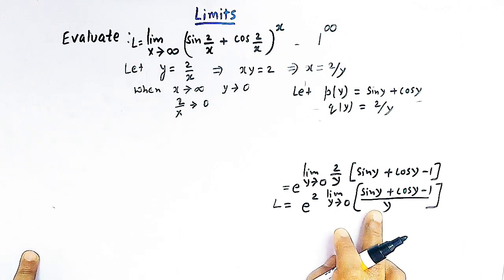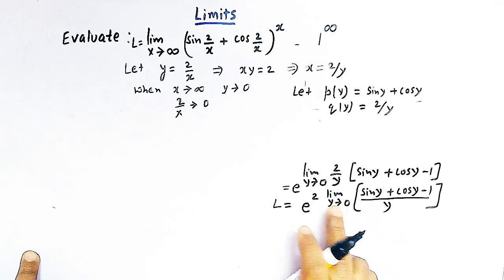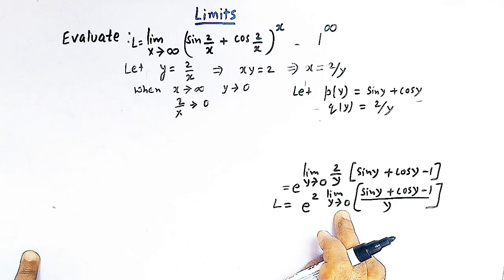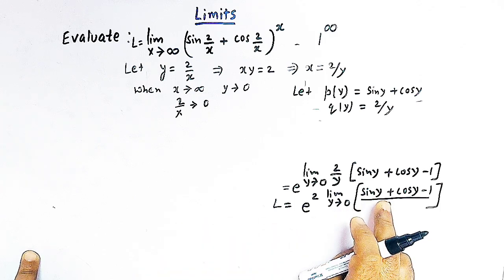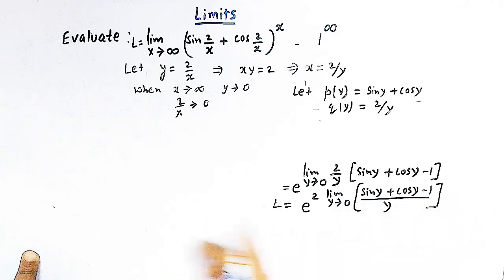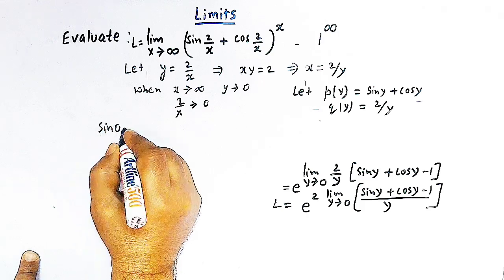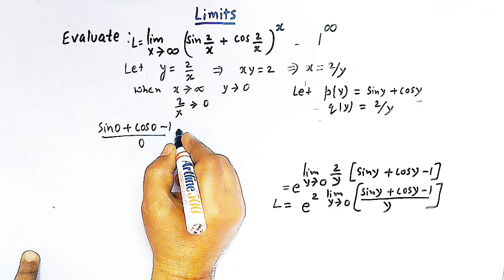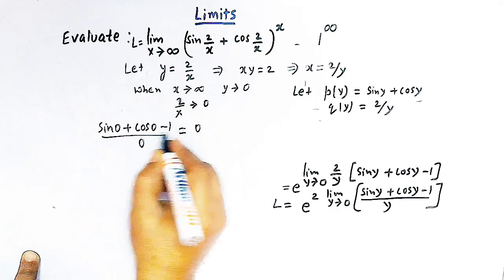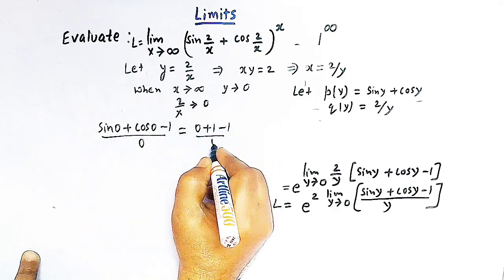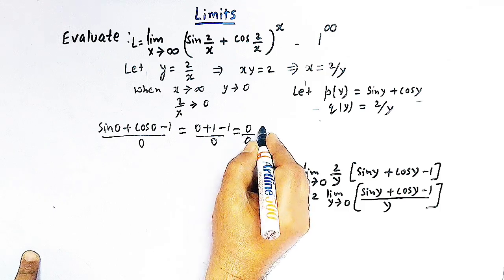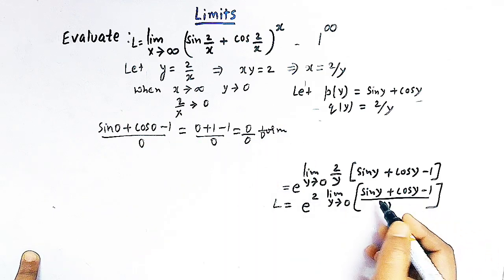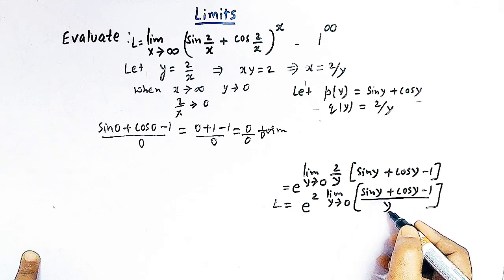To get the value of this limit, we can make use of L'Hopital's rule. Now here we have limit y tends to 0. If we take y = 0 in the numerator and denominator, then we have sin 0 plus cos 0 minus 1 over 0. Sin 0 is 0, cos 0 is 1, and we have a 0 over 0 form, right? So using L'Hopital's rule, we can now differentiate the numerator and denominator.